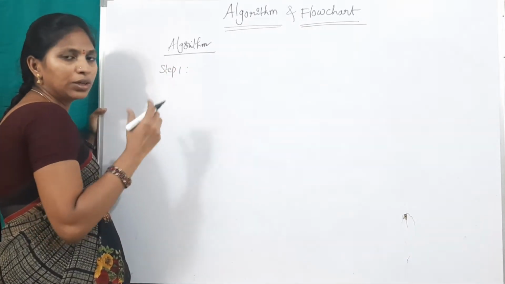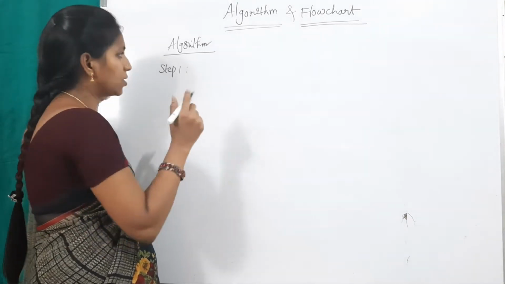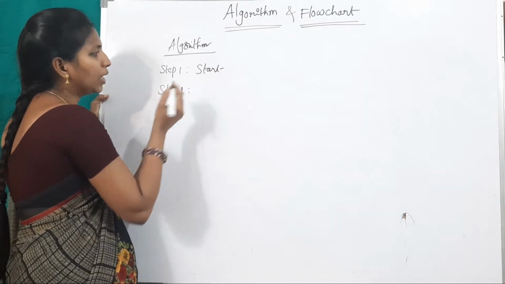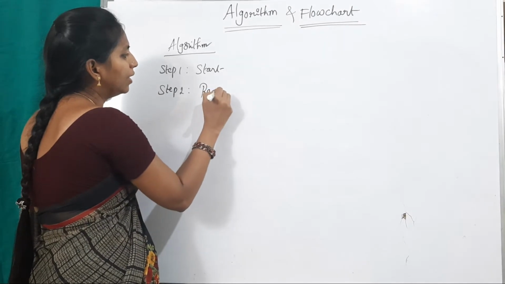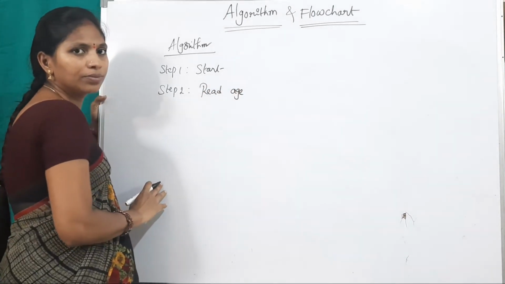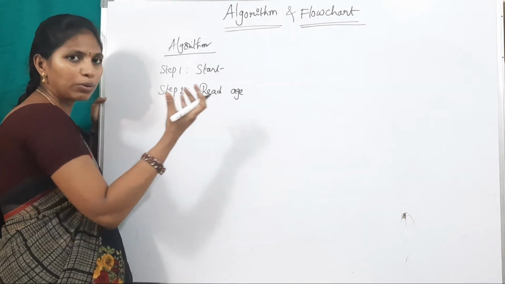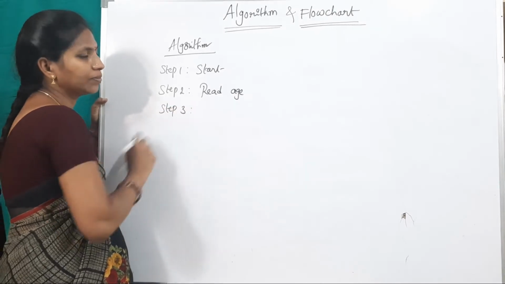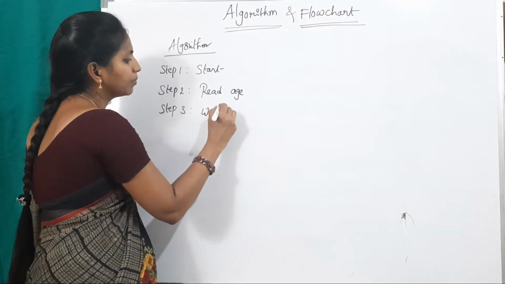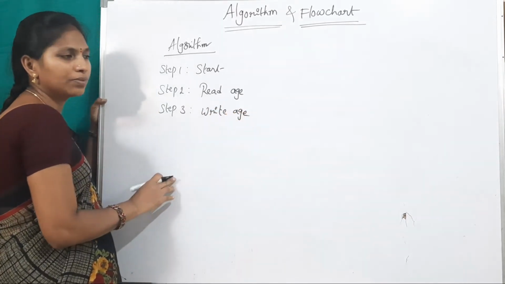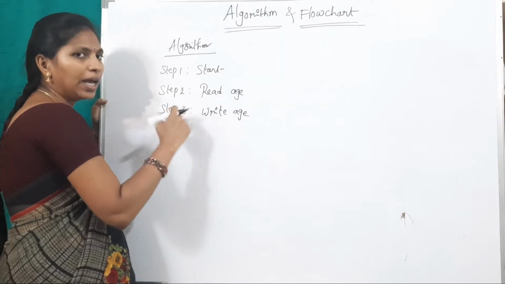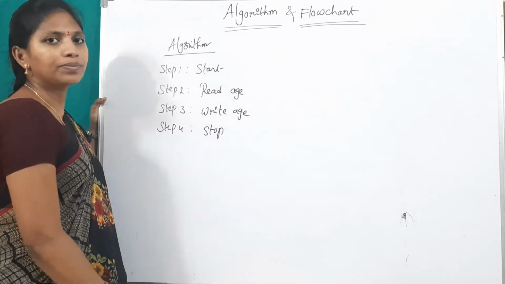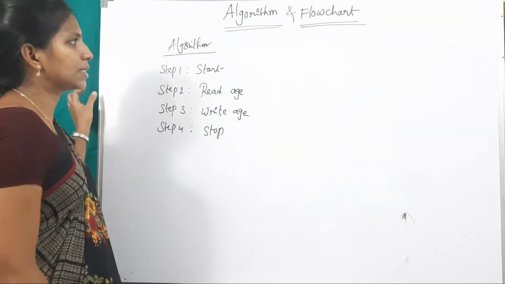Step 1. To accept and print your age, first of all, you should start. Step 2 is read age. You have to take age from the keyboard. You have to read, you have to input age. Step 3: write age. There is no processing here. Simply read and write. And the fourth step is stop. This is the algorithm. Simple example.